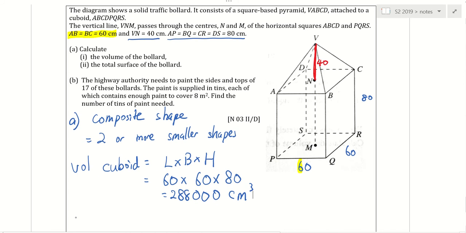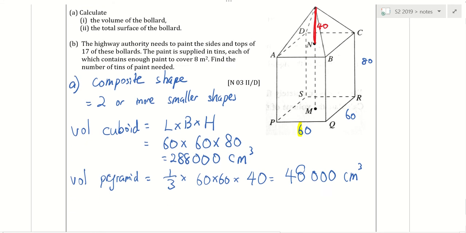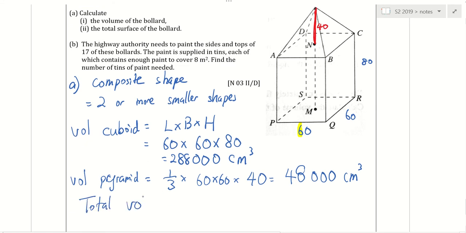cm cube. Next, the volume of pyramid, is it easy? What's the formula again? 1/3 times base area. So base area is 60 times 60 times the height, which is 40. Press your calculator. What do you get? 48,000. In order to find the total volume, what must I do? So total volume, I will just add together. And what's the answer, Taishin? 336,000.